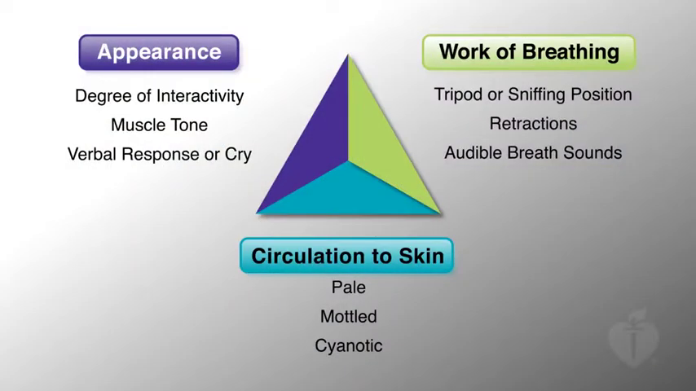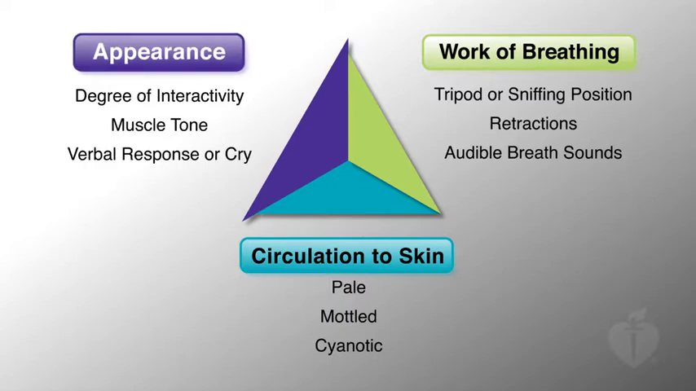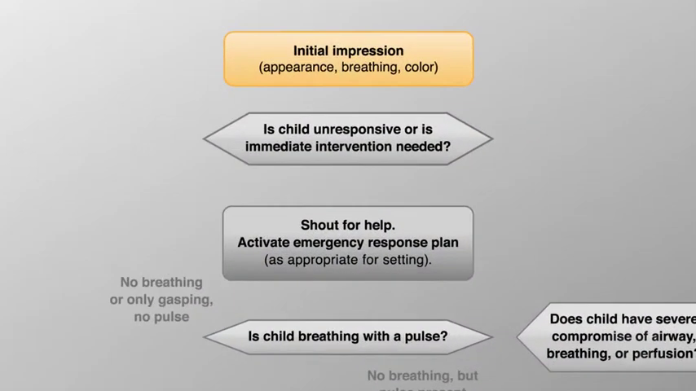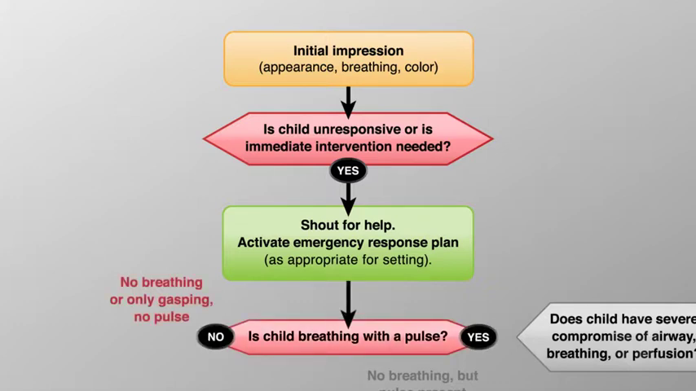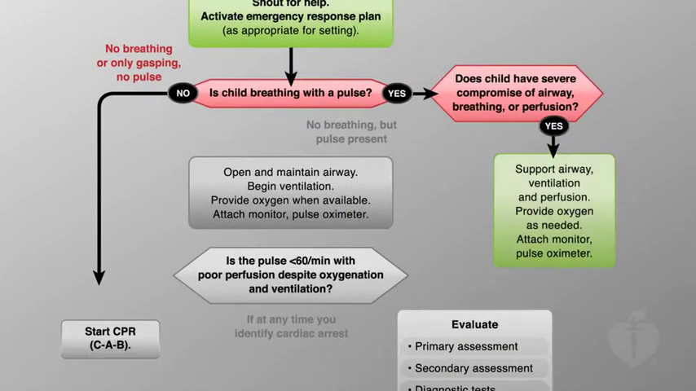The Pediatric Assessment Triangle, or PAT, is a memory aid to help you recall the components of the initial across-the-room assessment. The first thing you'll observe is the child's appearance. This includes his level of consciousness and ability to interact. If the child's unresponsive, you should shout for nearby help and then activate the emergency response system. Then you should check breathing and pulse and provide rescue breathing or CPR if needed.